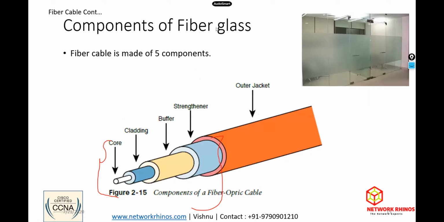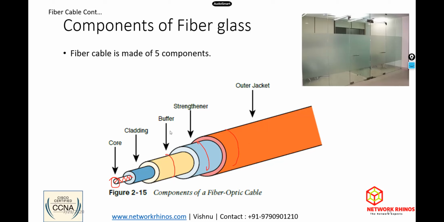The fiberglass is made up of 5 different components, out of which the main component is the core. The core is the central part where the light passes through. They travel like this inside the core. Cladding is a small insulation which you provide over the core so that light should not come out of the core. Our focus is that the light should travel within the core, not in the cladding. Buffer, strengthener, and outer jacket are all three different insulation materials which we normally use.